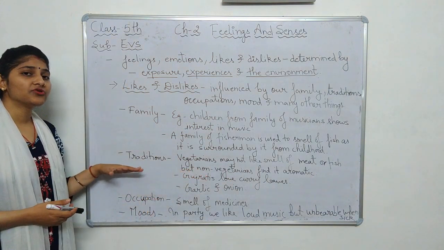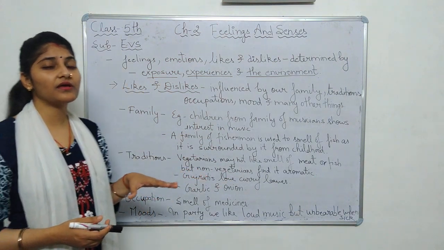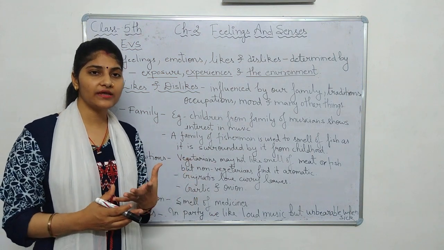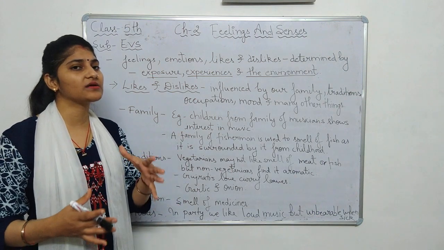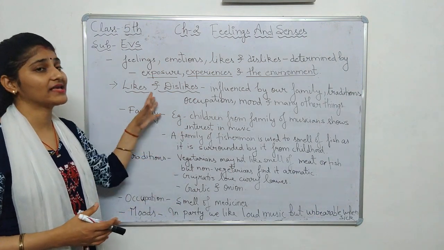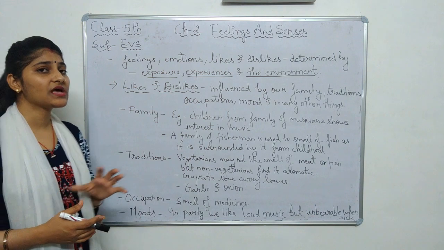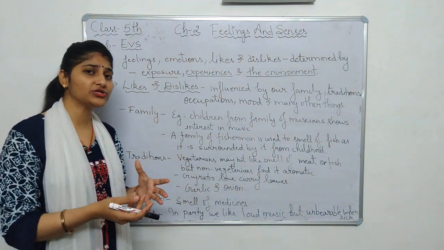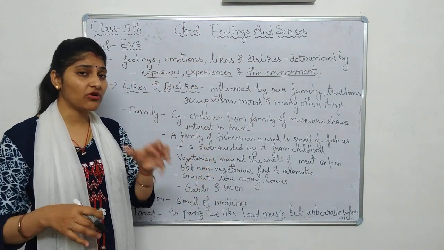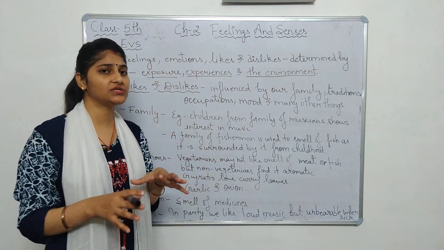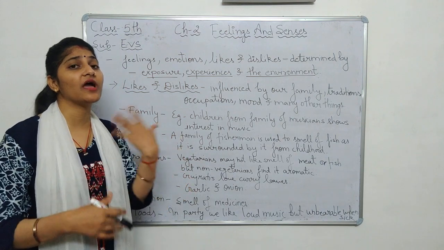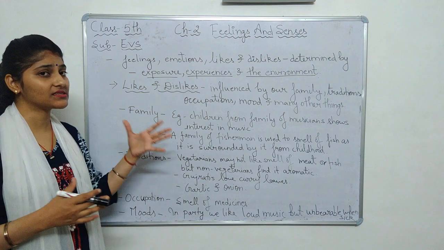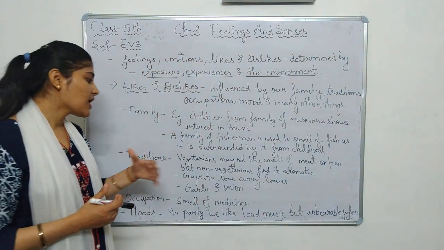Now, next is traditions. As we Indians have so many traditions all over India, this also has a great impact on our likes and dislikes. For example, vegetarian people may not like the smell of fish or meat. But on the other hand, the non-vegetarian may find it very aromatic. So traditions are influencing the likes and dislikes.